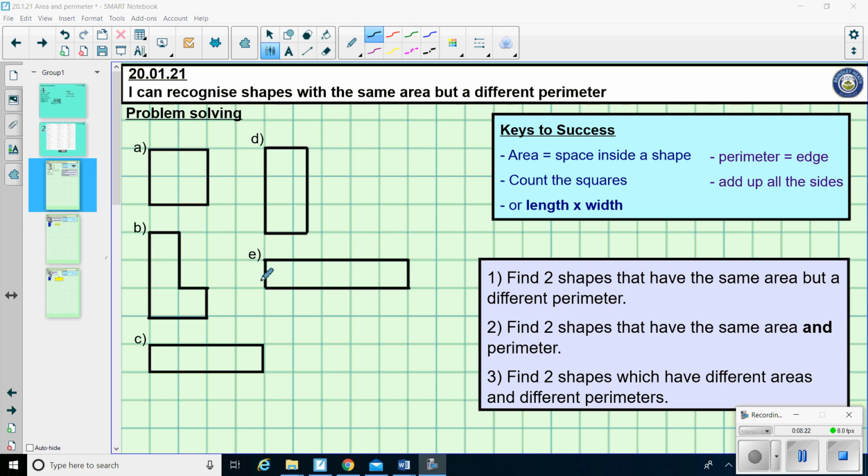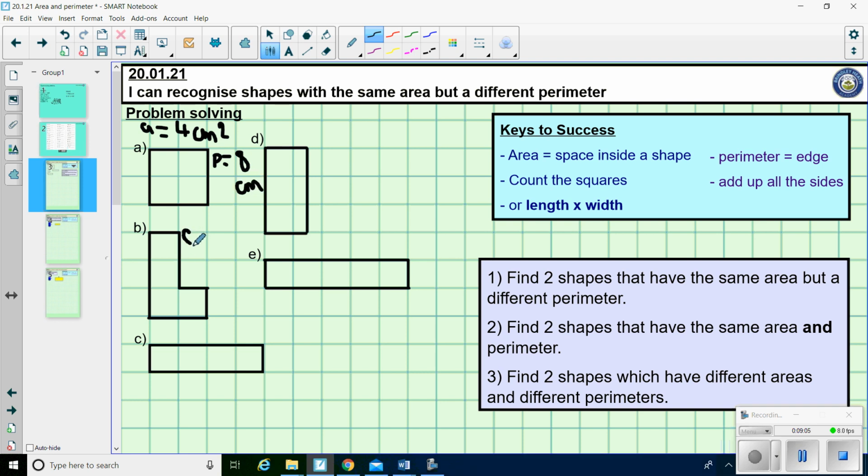First of all, I'm going to start off by working out the area, and I'm going to make a little note next to it. I'm going to say A for area equals. Area, remember I can count the squares. So I've got 1, 2, 3, 4. So my area is 4 centimetres squared. Perimeter, I'm adding up the edges of all the sides. So next to shape A, I'm going to write P equals. Perimeter, I've got 2, add 2, add 2, add 2. So my perimeter is 8 centimetres.